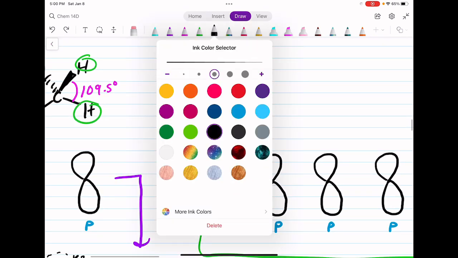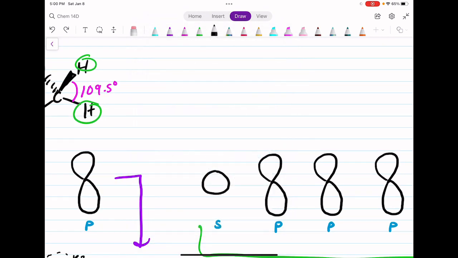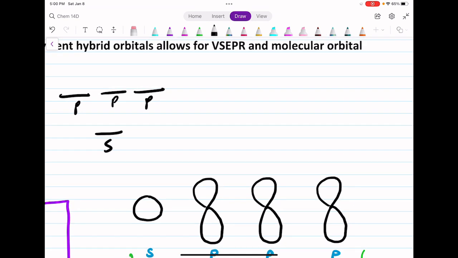Because if we had 4 orbitals, let's do our s orbital here. P orbitals are a little bit higher in energy based on their proximity to the nucleus. Our hybrid orbitals are going to be somewhere in between that energy level. So an sp3 hybrid orbital, for example, would be somewhere in between here.